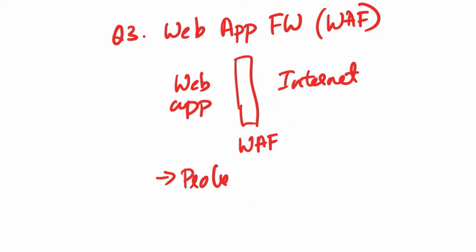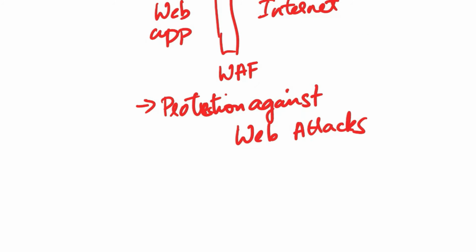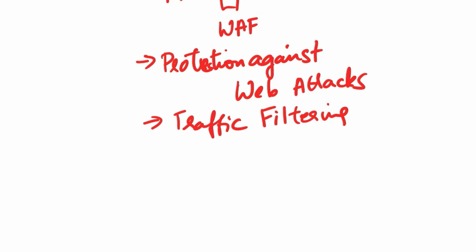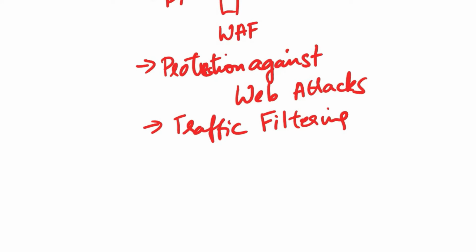First one, protection against web attacks. A WAF is designed to defend against a wide range of web based attacks, including cross site scripting, SQL injection, cross site request forgery, and other common vulnerabilities. They inspect incoming traffic and block malicious requests or payloads. Next one, traffic filtering. They analyze incoming HTTP or HTTPS traffic and filter out requests that exhibit suspicious or malicious behavior. This filtering includes inspecting request parameters, headers, cookies, and more.